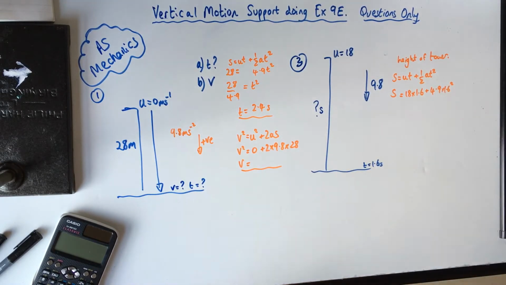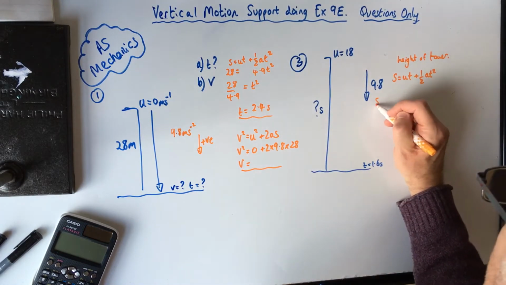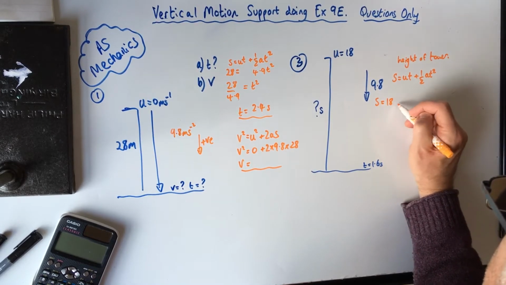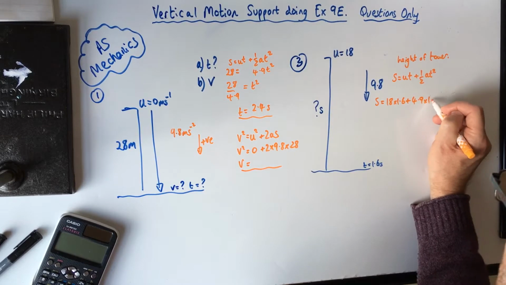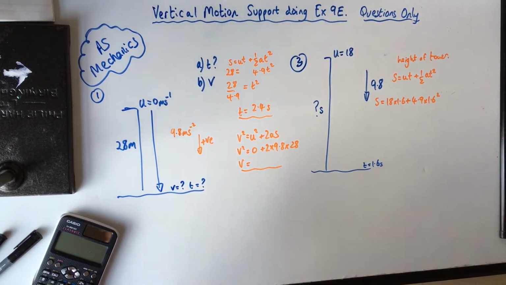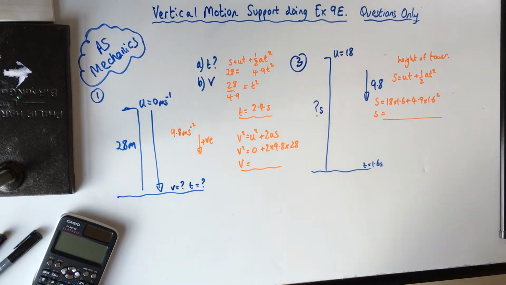Is that fitting in? No, is it? I'll just move that across. So s is equal to 18 times 1.6 plus 4.9 times 1.6 squared. Okay, I'm getting the hang of it now. So work that out, and that's the height of your tower. So that's 1 and 3 done.